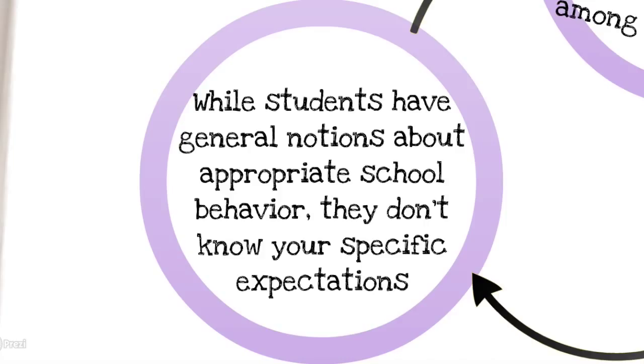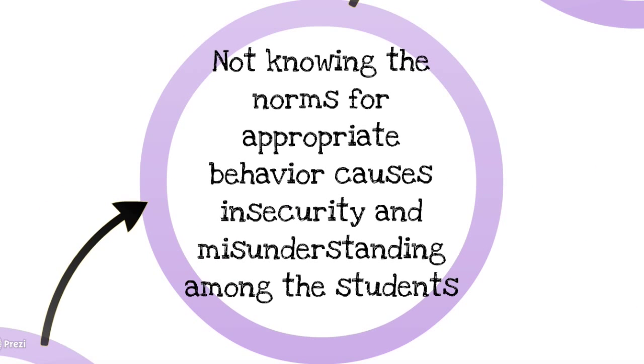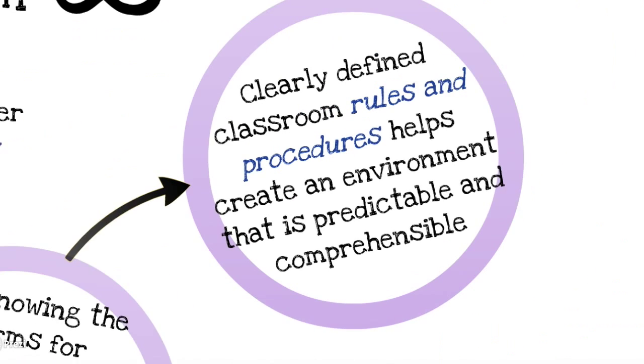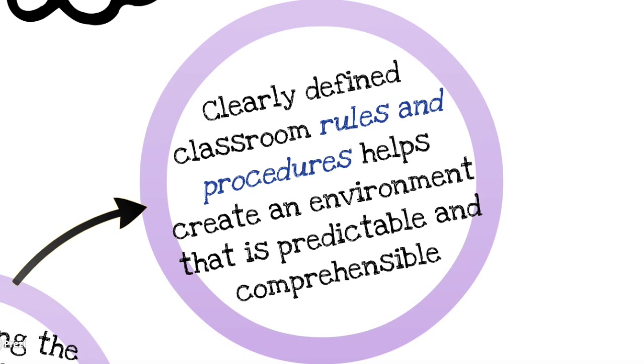Weinstein states, while students have general notions about appropriate school behavior, they don't know your specific expectations. Not knowing the norms for appropriate behavior causes insecurity and misunderstanding among students. Clearly defined classroom rules and procedures help create an environment that is predictable and comprehensible.